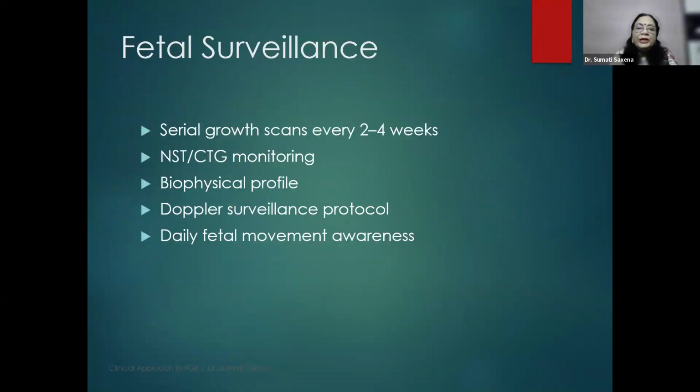So how to do fetal surveillance? You have to do serial growth scans every 2 to 4 weeks. There is no advantage in doing a growth scan weekly, because to interpret growth on ultrasound you need at least 2 weeks so that the growth is clear. Other methods are NST and CTG monitoring, biophysical profile, Doppler surveillance protocol, and daily fetal movement awareness. These are the methods for fetal surveillance in an FGR pregnancy.